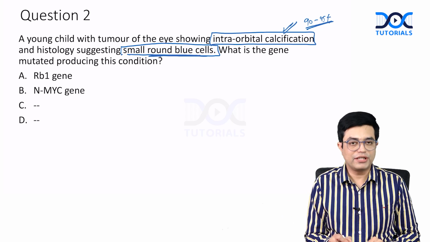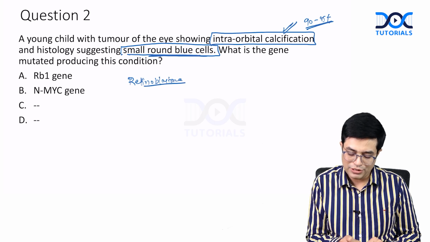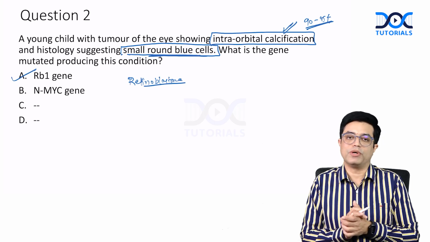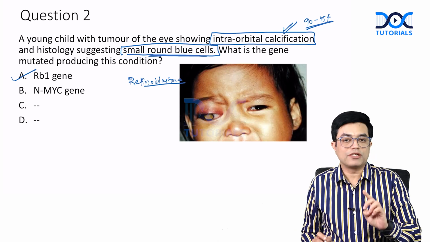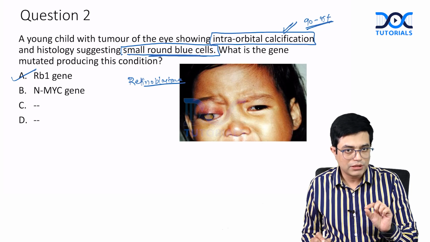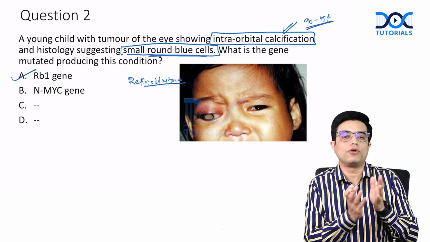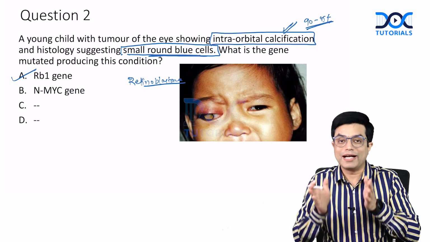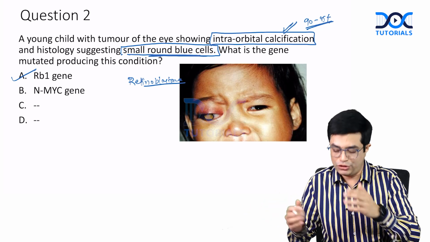What is the gene mutated? The diagnosis is retinoblastoma, and the gene involved in these patients is RB1 gene. So, answer is RB1 gene. Now, what are the things about retinoblastoma for future exams that you should remember? In this video, I am trying to make it a quick review video, but I am also giving points so that you can revise this video before your next future FMG exam, which you will be sitting for.